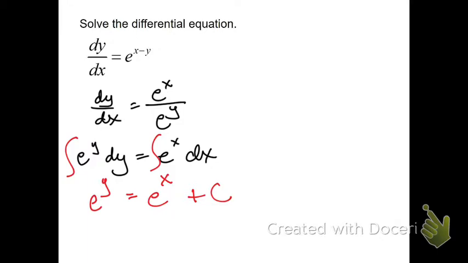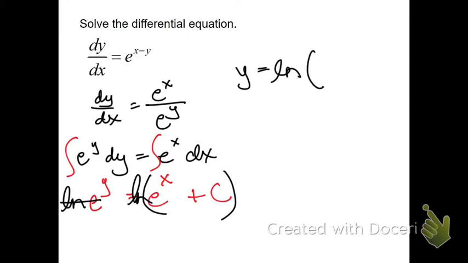Okay, now we just have to get y out of there. How do you get the y by itself? Natural log of both sides. Take the natural log of both sides, put it in parentheses, and stick a natural log out front. The natural log and the e undo each other, and you get y equals the natural log of, it has to be in parentheses, e to the x plus c.